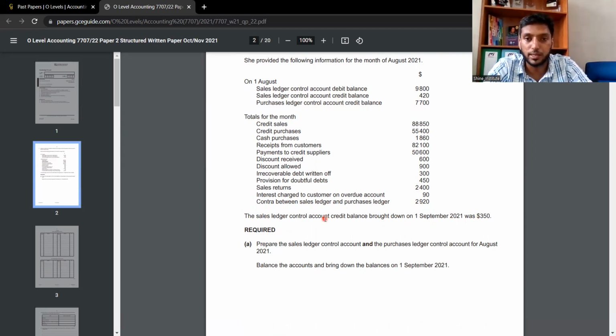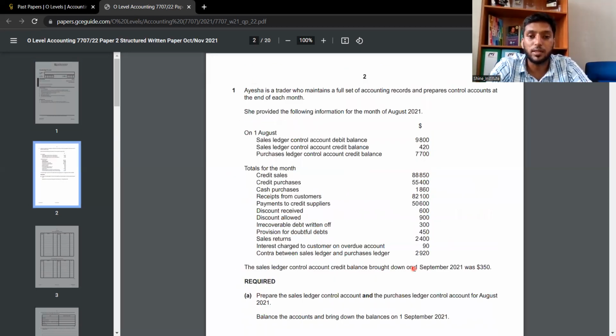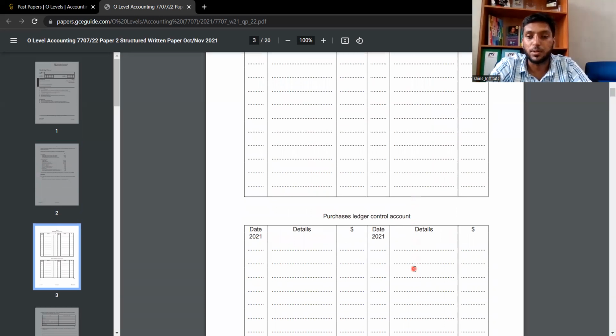When you are preparing, I'll say where it should come. Prepare the sales ledger control account and the purchase ledger control account for August 2021. Balance the accounts and bring down the balances on 1st September 2021. So let's start the sum. They have given the format here: sales ledger control account and purchase ledger control account.